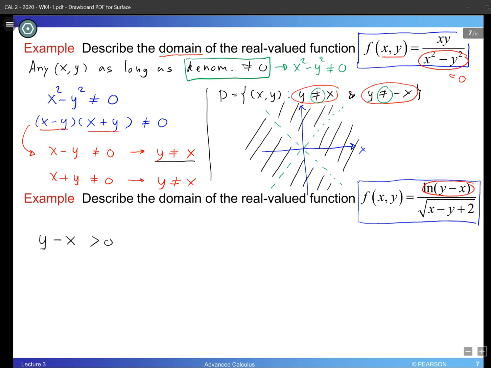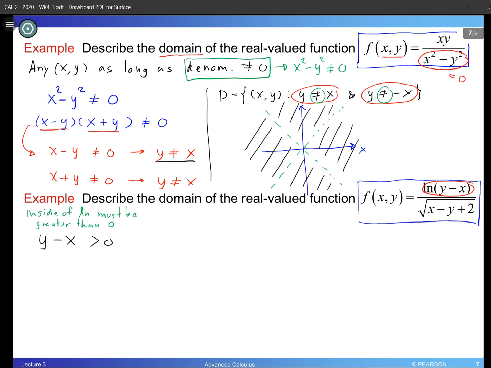You can make a note right here that the inside of ln must be greater than 0. And that's how I get this inequality, the first one.